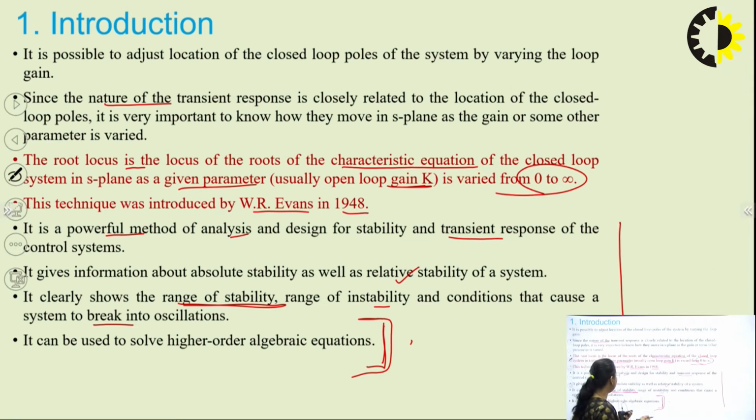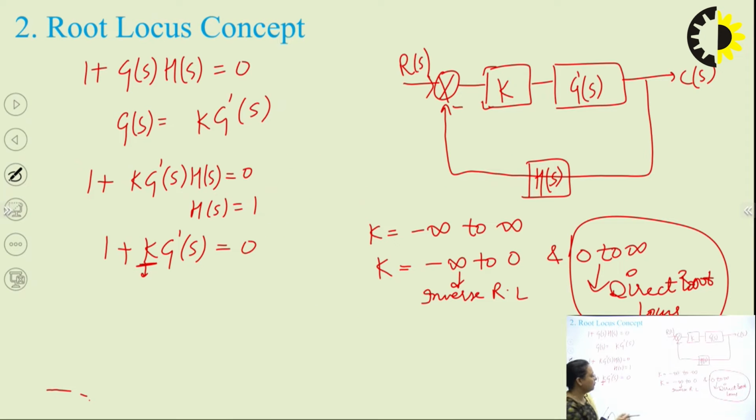So here you can see that root locus can be defined as a graphical method in which we can sketch different values of s, separate different roots of s, when a particular variable is varied from 0 to infinity. So that's what I am saying here.